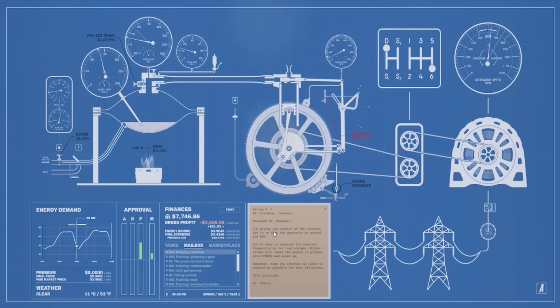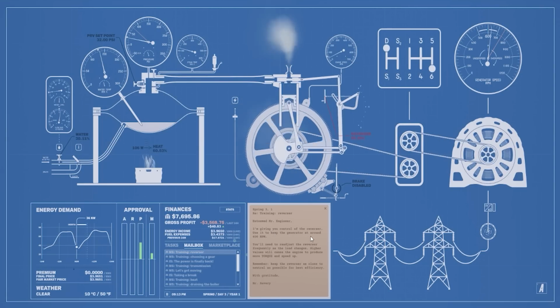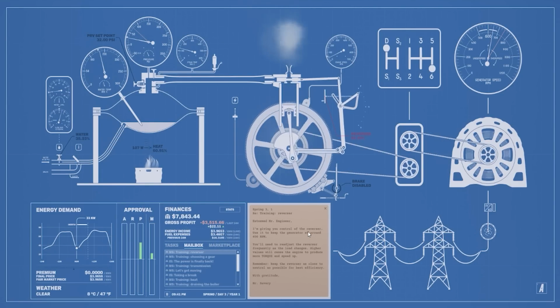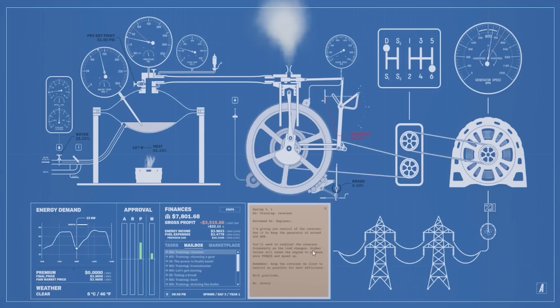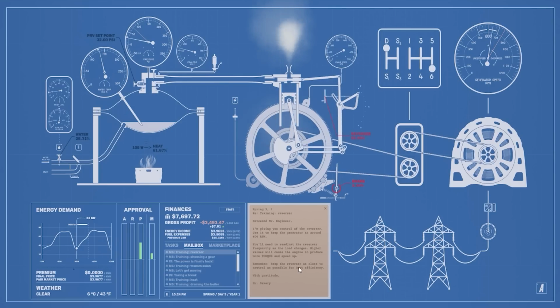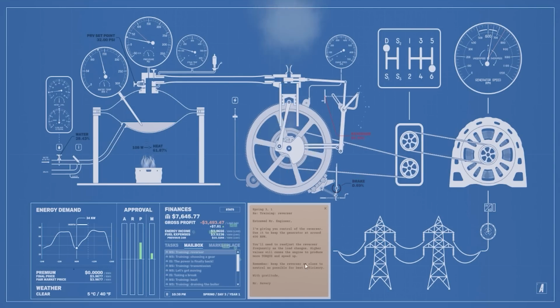Reverser. I'm giving you control of the reverser. Use it to keep the generator around 600 RPM. You'll need to adjust the reverser frequently as the load changes. High values will cause the engine to produce more torque and speed up. Remember to keep a reverser as close to neutral as possible for best efficiency.